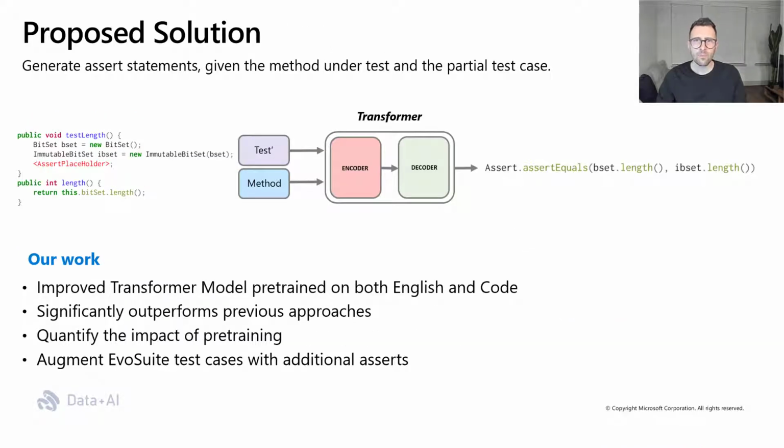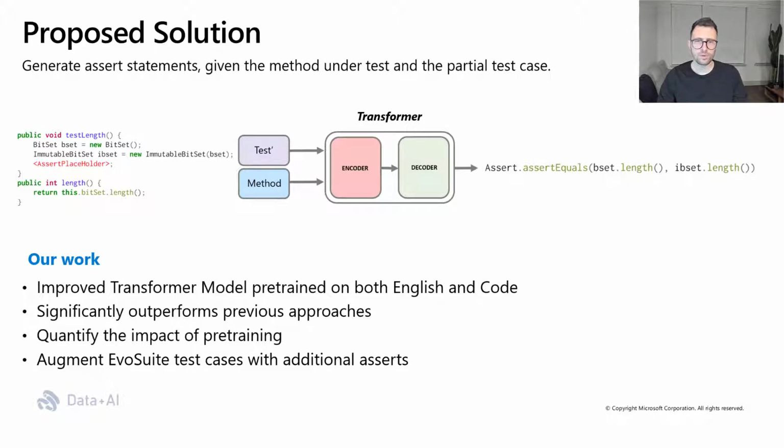In our work, we model this problem as a translation task, where the input to the model is the partially written test case with a placeholder instead of the original assert statement, along with the method under test that we call the focal method. The model is trained to generate an assert statement for this test case.